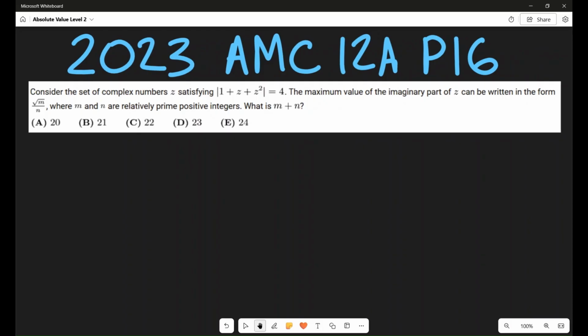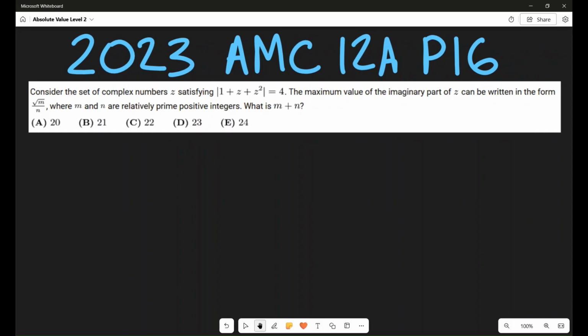The next question is the 2023 AMC 12A problem 16. And it says, consider the set of complex numbers z satisfying the absolute value of 1 plus z plus z squared equals 4. Let's stop right there. We have the absolute value of a complex number. What is that? We haven't defined that.